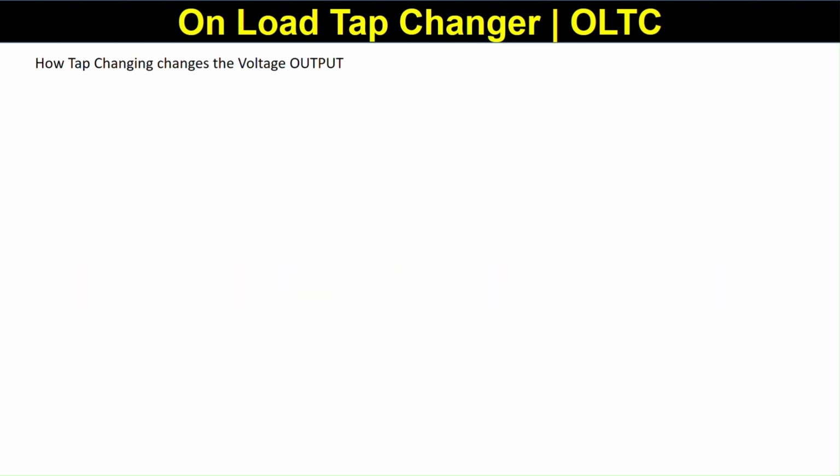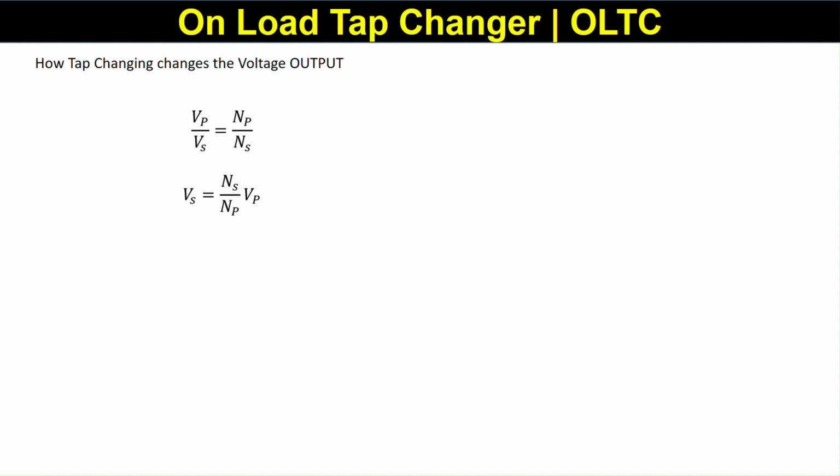How does tap changing change the output voltage? Now we have to see with the help of tapping how we can change the output voltage. We know Vp by Vs is equal to Np by Ns. Np is the number of turns on the primary side. Ns means the number of turns on the secondary side. Vp means the voltage on the primary side, and Vs means the voltage on the secondary side.